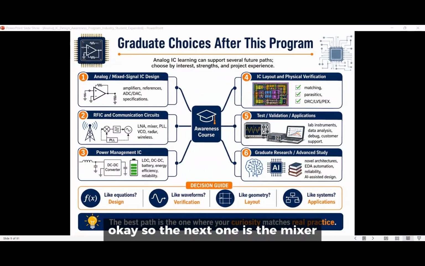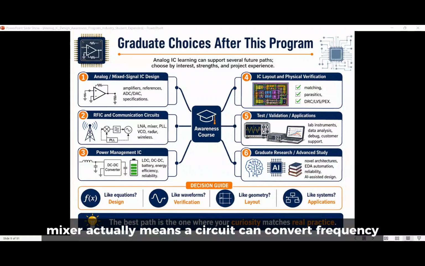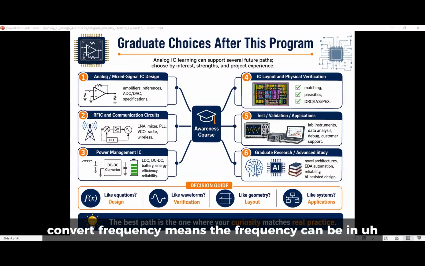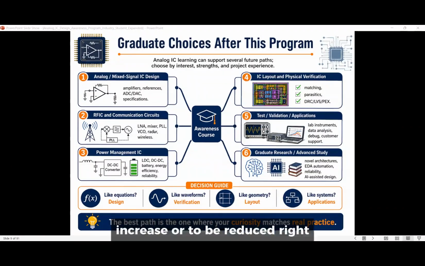Okay, so the next one is the mixer. What does the mixer mean? A mixer is a circuit that can convert frequency. Converting frequency means the frequency can be increased or reduced. If the frequency is converted to be higher, it is referred to as up conversion.